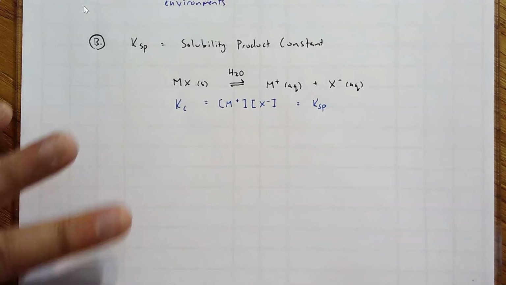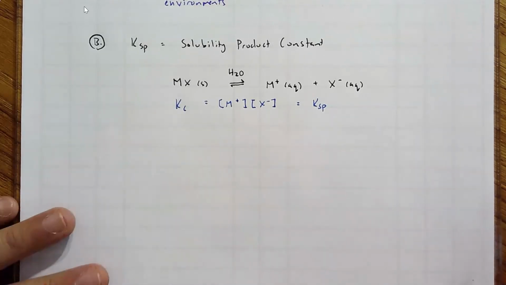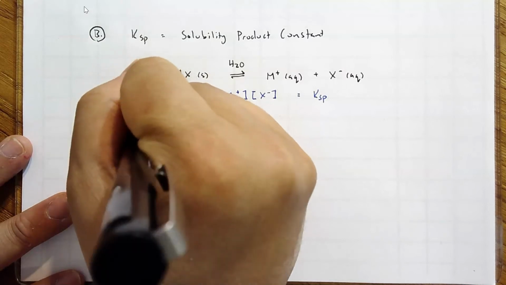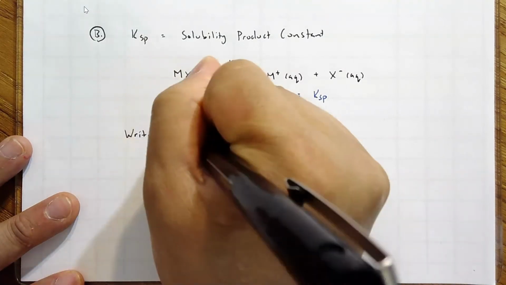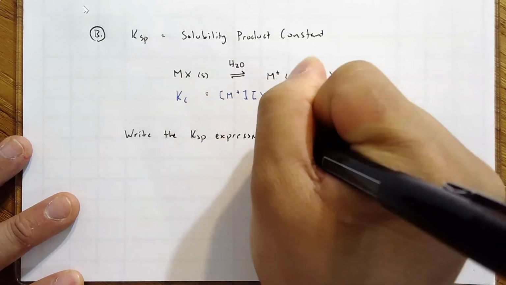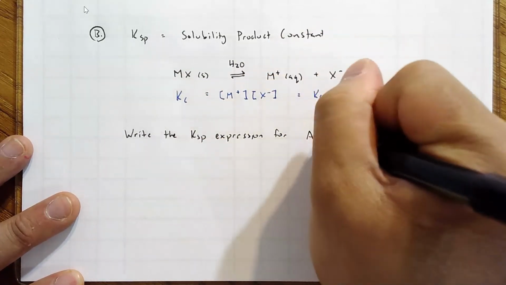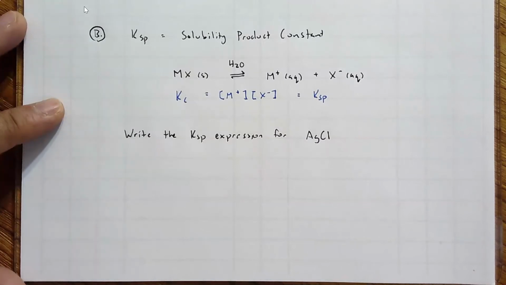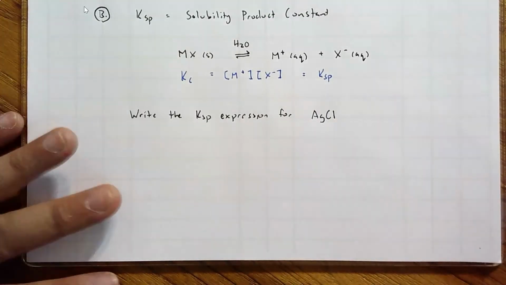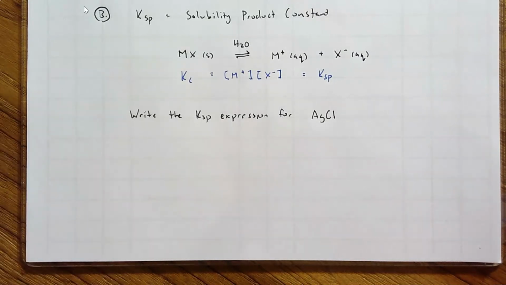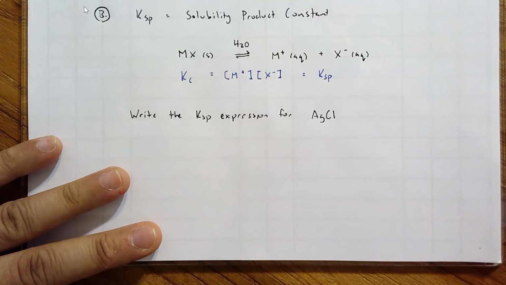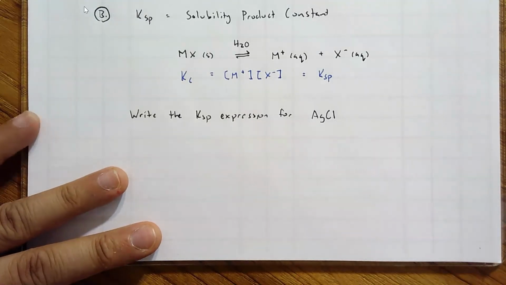All right, let's practice. Let's say we have silver chloride. Write the Ksp expression for AgCl. You want to do this on your own? Go ahead and pause it, and then unpause it when you're done. Okay.